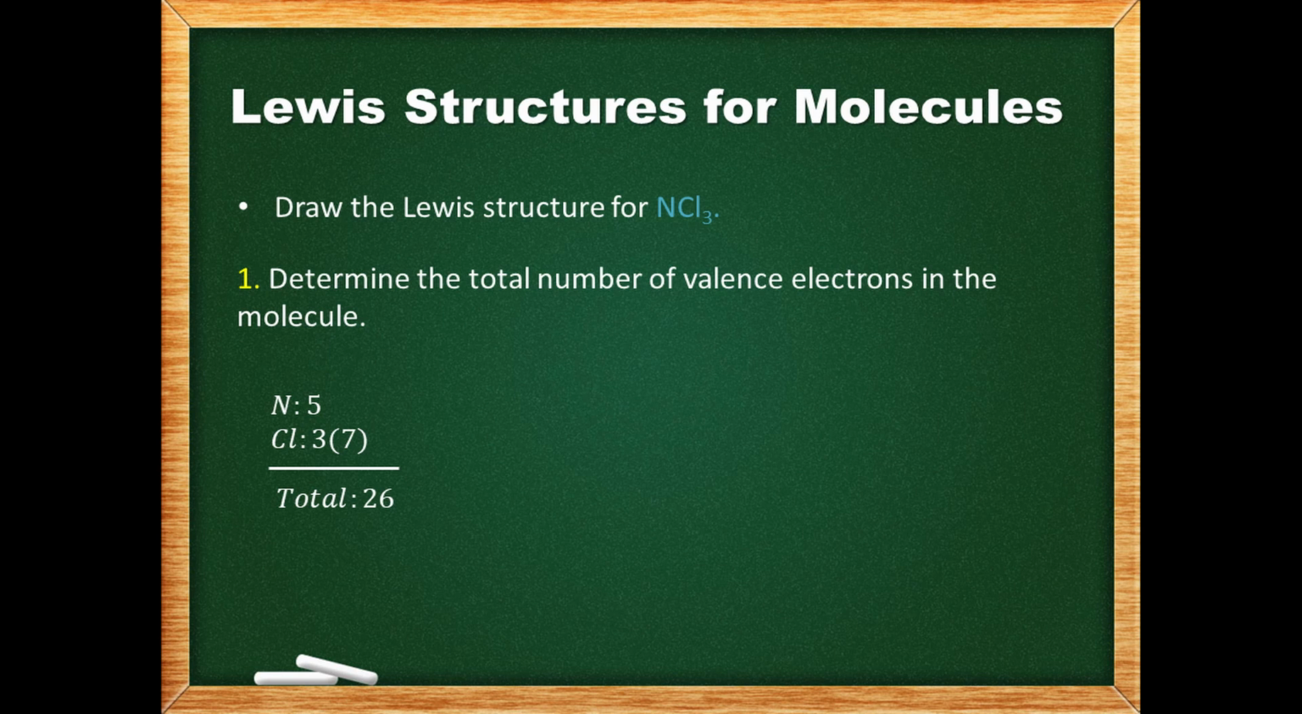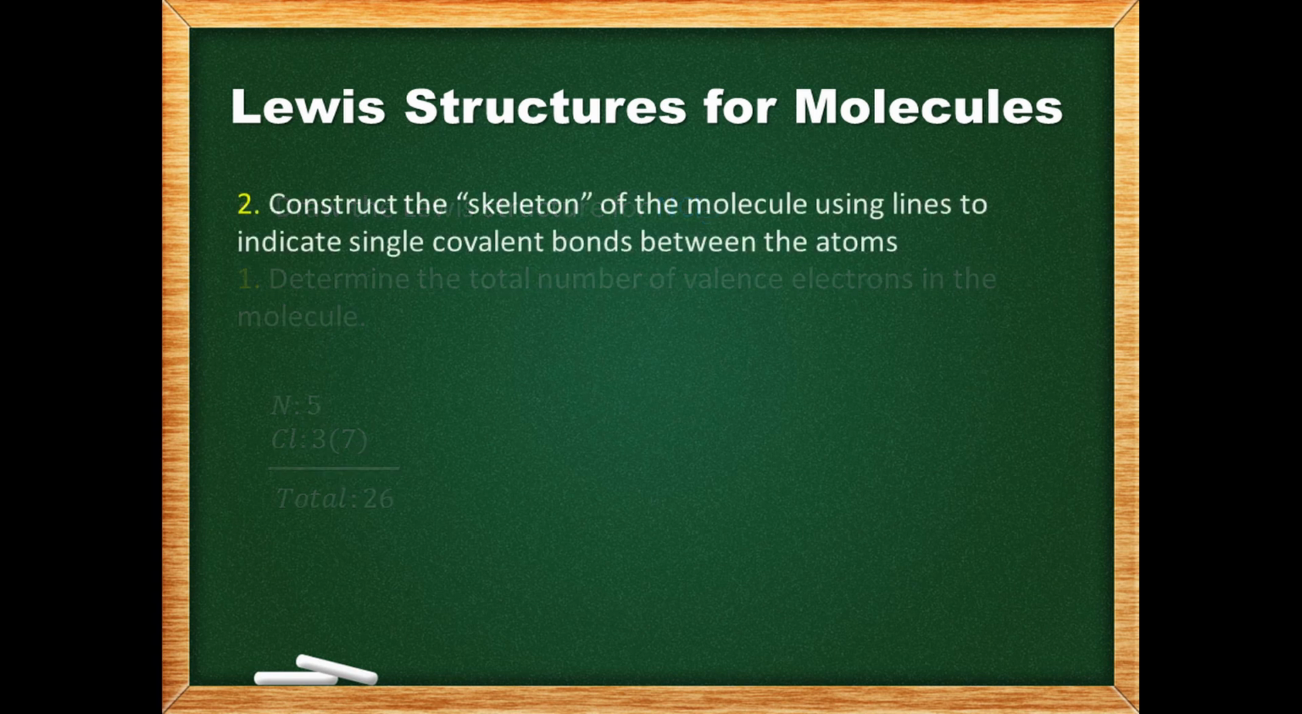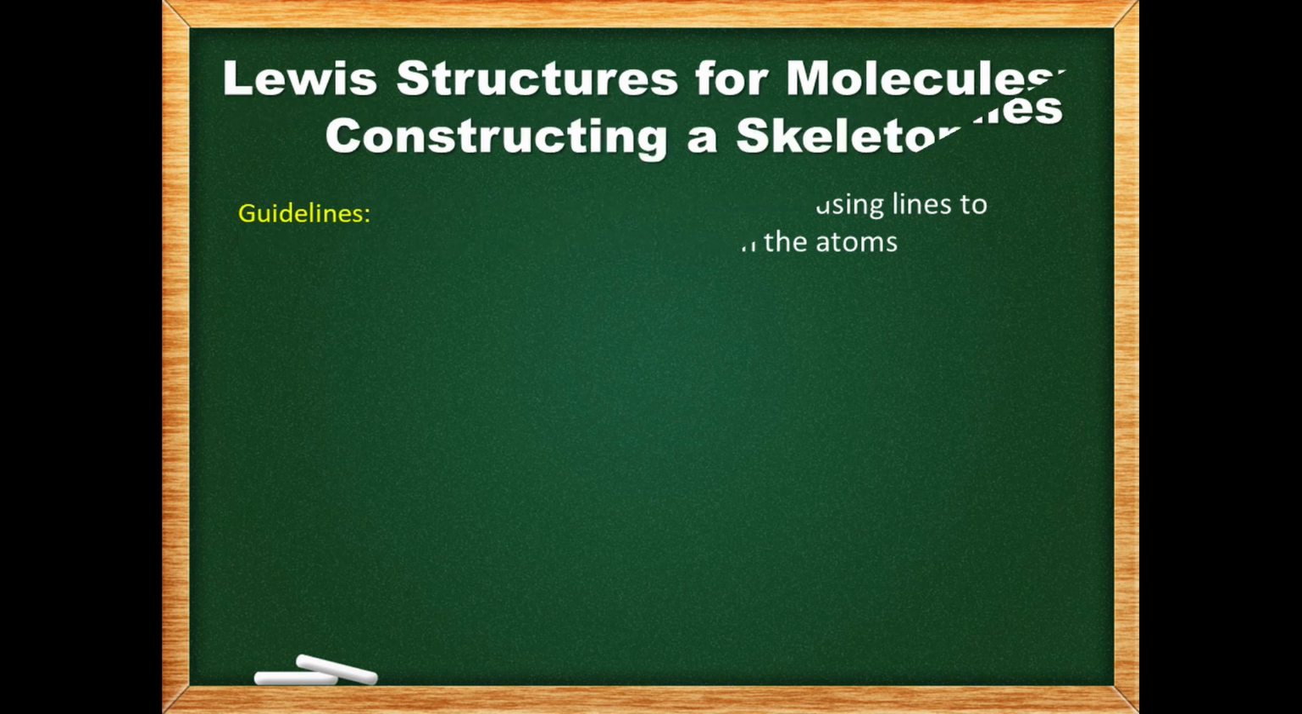While the vast majority of molecules possess even numbers of valence electrons, there are still a few cases where odd numbers can exist. Step 2 is to construct the skeleton of the molecule using lines to indicate single covalent bonds between the atoms. Each line represents a pair of electrons. To generate the most likely skeleton of the molecule, the following set of guidelines is very helpful. These are based on numerous empirical observations and hold true for the vast majority of molecules. At first they might seem difficult to remember, but they'll become more familiar with practice.